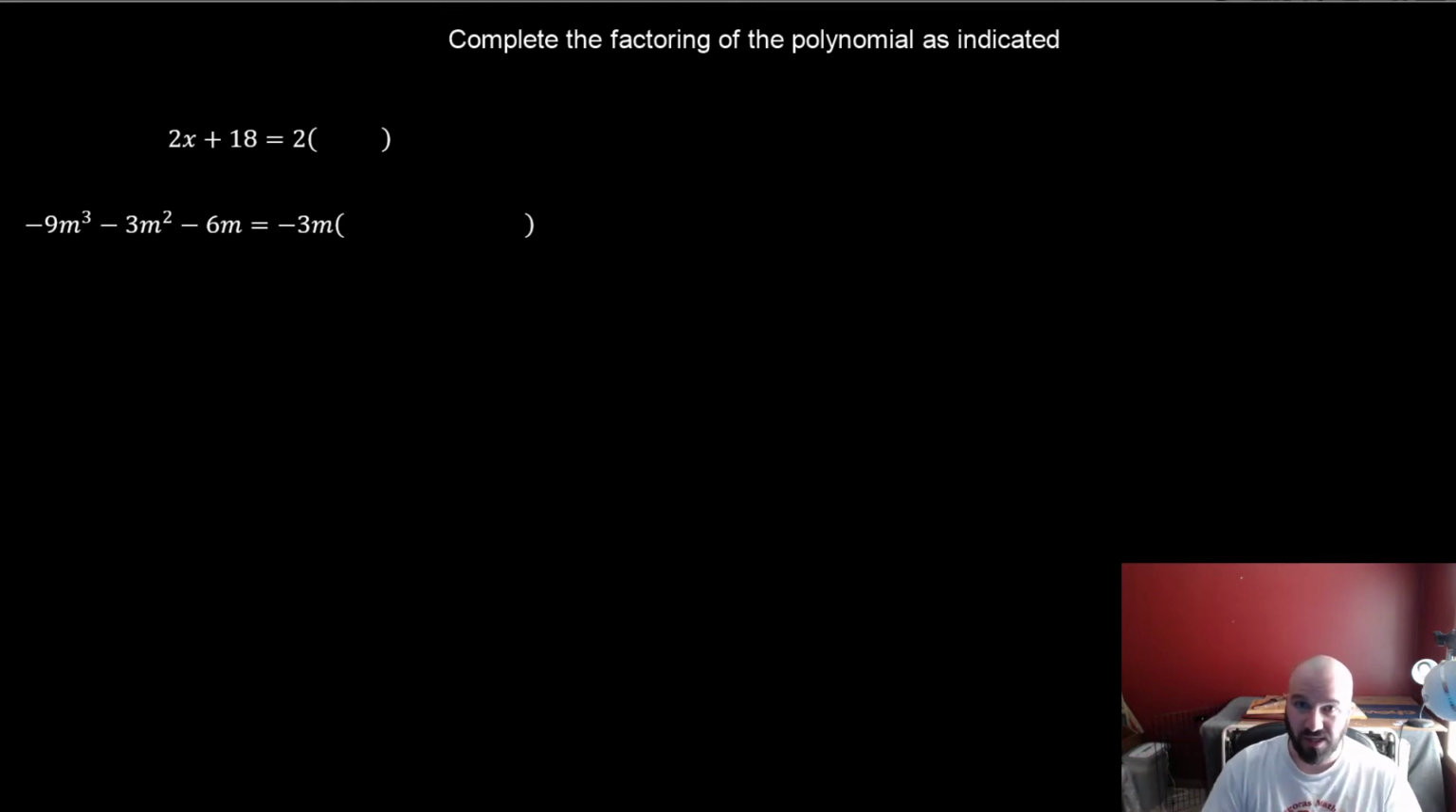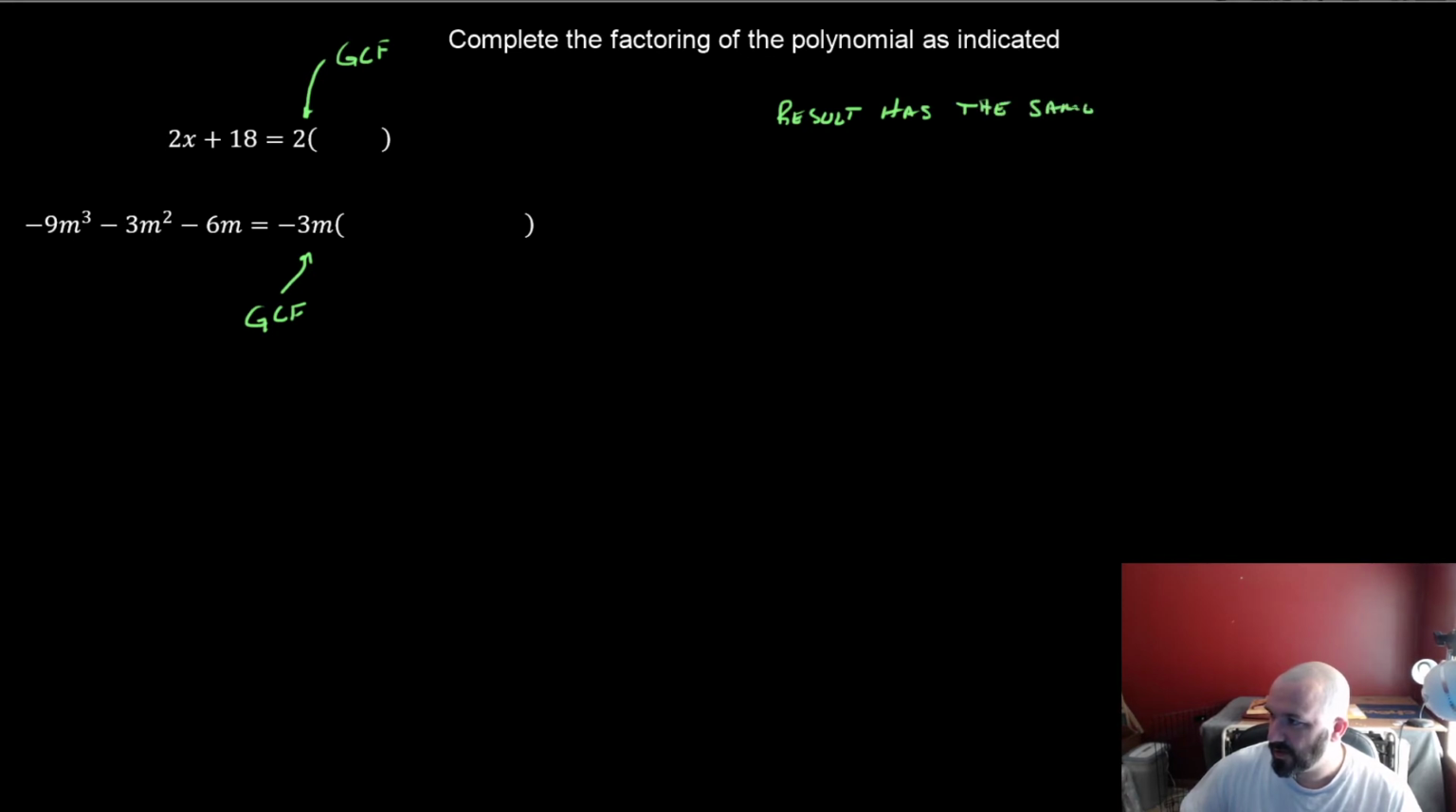Complete the factoring the polynomial as indicated. This is finding the greatest common factor, which is given to you. This piece right here, that is the greatest common factor. They found that for you. The question is, what's left? The rule is this. If you're just factoring out the greatest common factor, the result has the same number of terms.